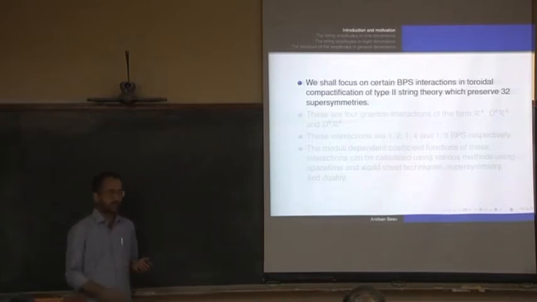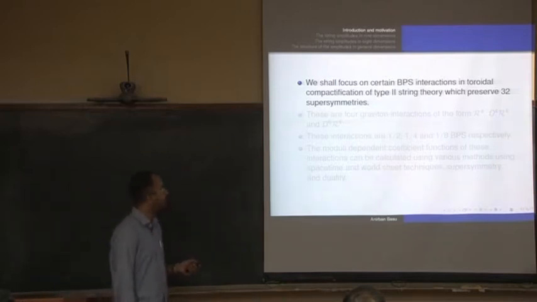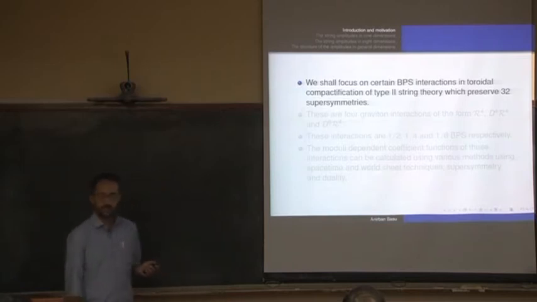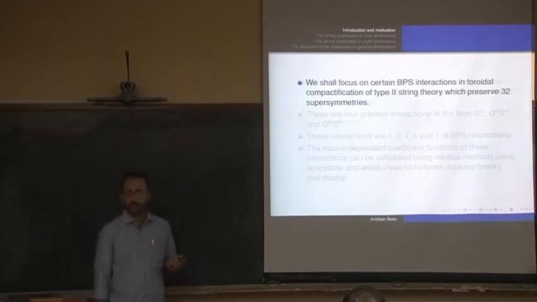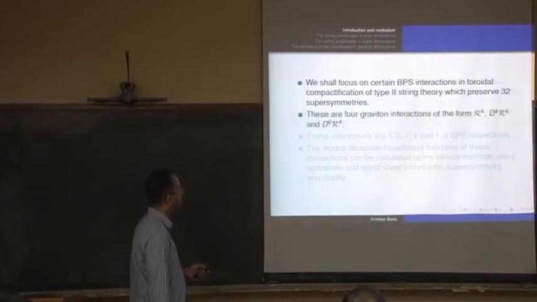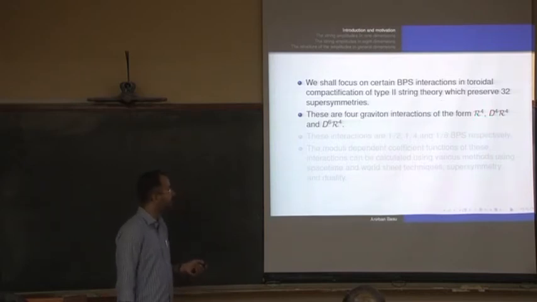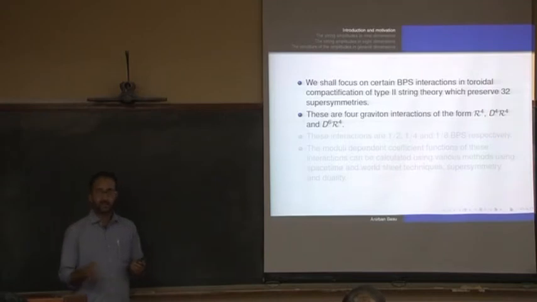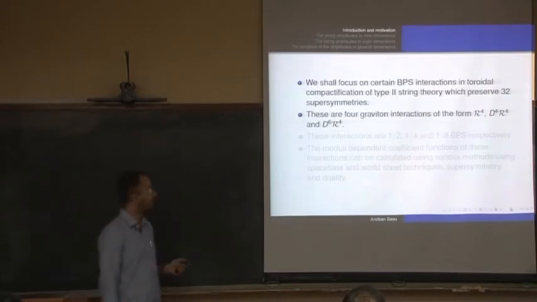These are the simplest string compactifications you can get because they preserve all the supersymmetries, so the calculations are easiest in some sense. That is for a certain class of interactions that we're looking at. These are the 4 graviton interactions of this kind. R to the 4 is schematic here. I'm not going to give you the details of the space-time structure here, but at the linearized level, it involves the 4 graviton scattering amplitude in string theory.